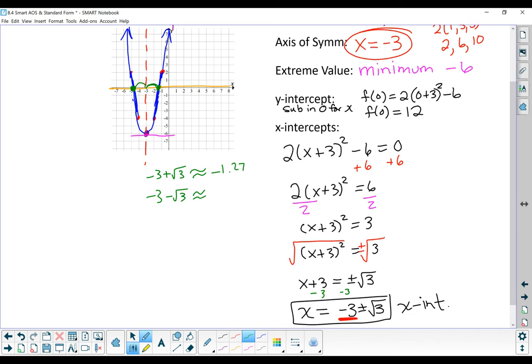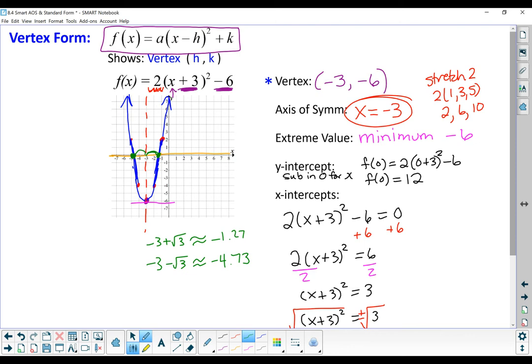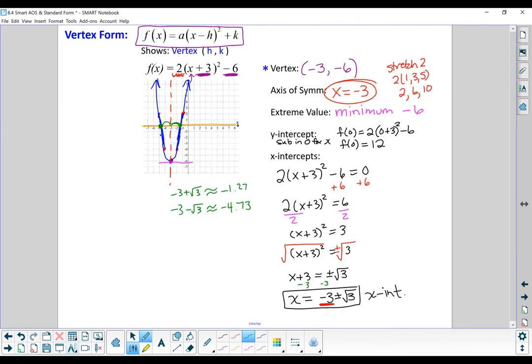That would be this one. And that decimal value, if you calculated it, is 4.73 approximately. And those are rounded to the nearest hundredth. So we found our two x-intercepts. So that was vertex form. So now we're going to look at and review standard form.